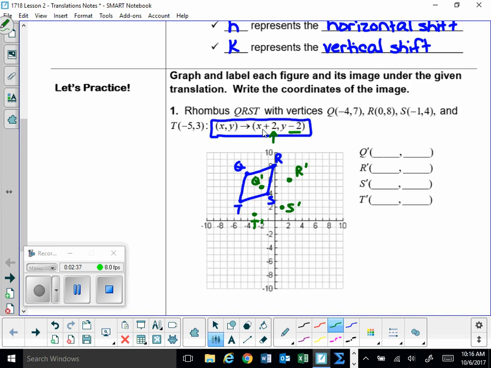So before I connect them, I like to write stuff down. It gets a little crowded on here for me. Q prime is at -2, +5. R prime is at 2, 6. S prime is at 1. Whoops, I wrote 2 and said 1, didn't I? 1, 2, and T prime is at -3, 1. Connect them, and we're done. I love translations because it's all counting, and I'm fairly good at counting, so it makes me happy.